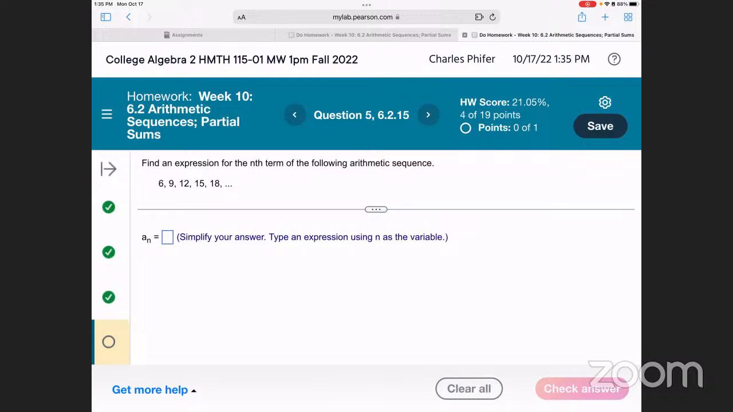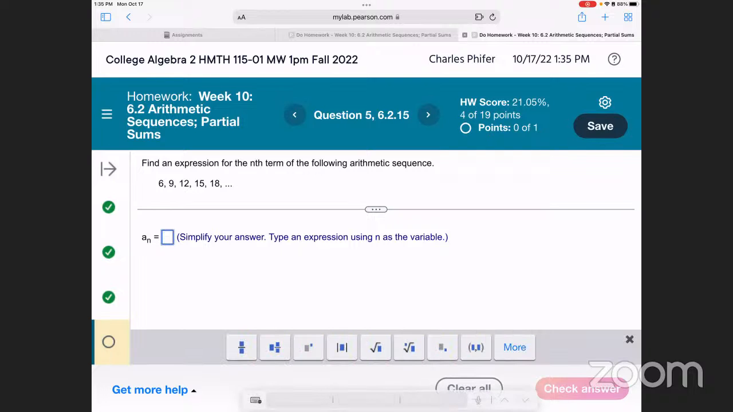Find an expression for the nth term of the following sequence. We got a solid 10 minutes. The nth term. So we just said that the nth term of an arithmetic sequence is going to be a sub 1 plus n minus 1 times d. So we have our first term, which is 6. So we can replace a1 with 6. Common difference: 6 plus 3 is 9, plus 3 is 12. It looks like we're adding 3 each time. So our common difference is 3.